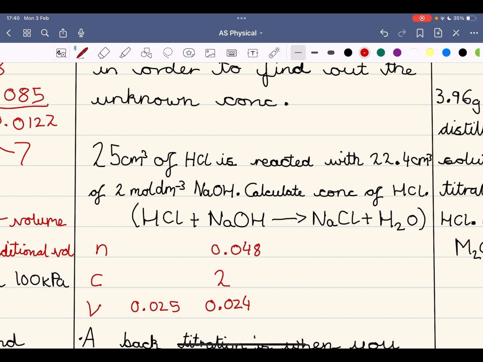And then, since it's a 1-to-1 ratio between hydrochloric acid and NaOH, we just let the moles of hydrochloric acid be 0.048 as well. And then we do the moles divided by the volume again, and we get that the concentration of hydrochloric acid is 1.792.